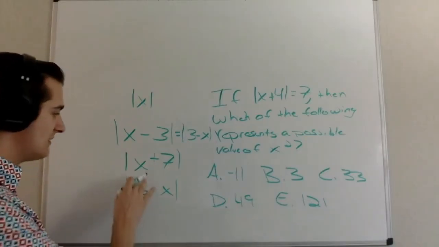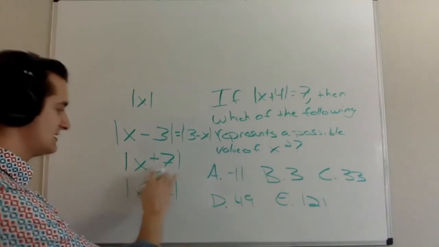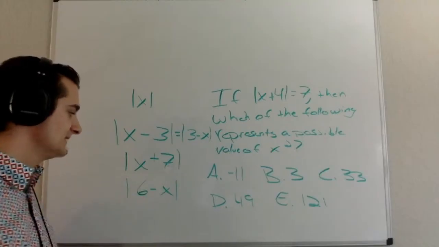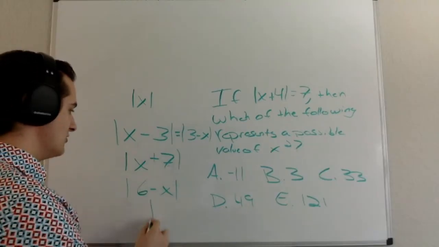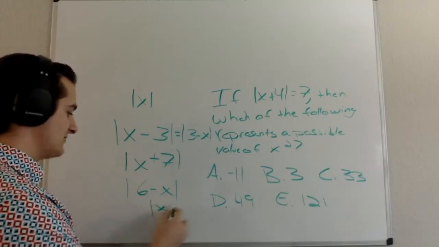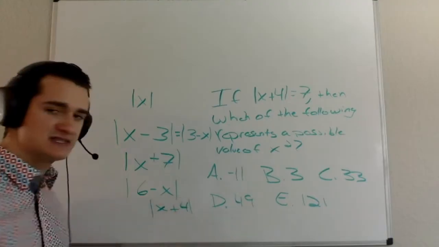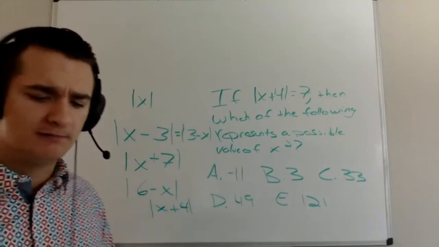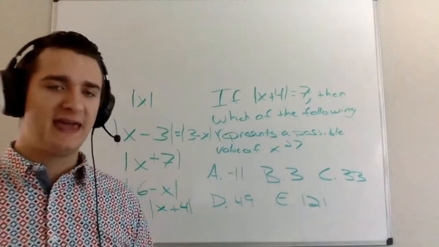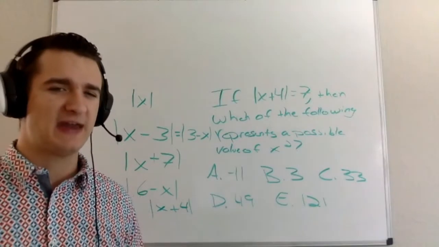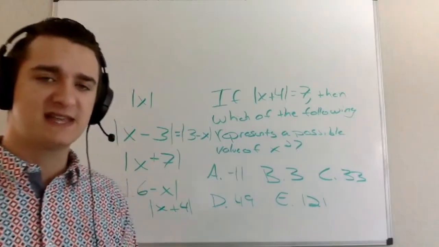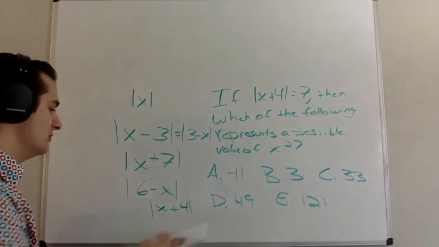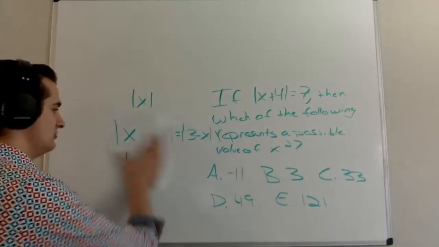And so that's going to tell me the distance between x and negative 7. If I were to say the absolute value of x plus 4, that's going to tell me the distance between x and negative 4. Now, it's just helpful to have this second way to think about absolute value in the back of your mind, because at times it can provide for you a more efficient path to the solution.